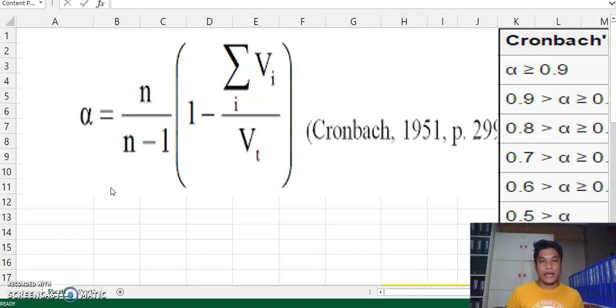When we say Likert scale, it's answerable by 5, 4, 3, 2, 1 or 4, 3, 2, 1, depending on the scale. Example, 5 is very much aware, 4 is much aware, 3 is aware, and so on and so forth. So again, to test the reliability of your questionnaire, you should test it using Cronbach Alpha.